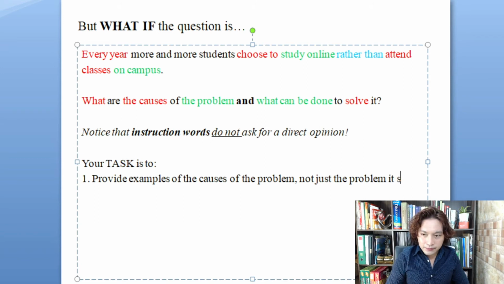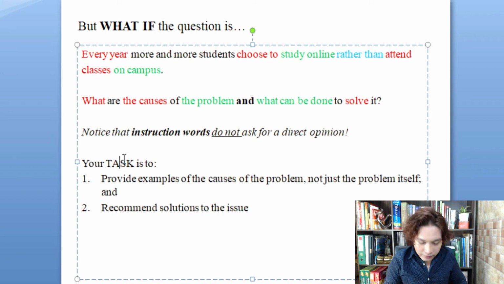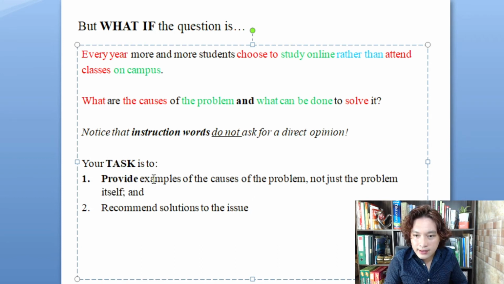And two, asking what can be done to solve it. So it's asking for your recommendations. So you need to recommend solutions to the issue. All right, so that's your task.